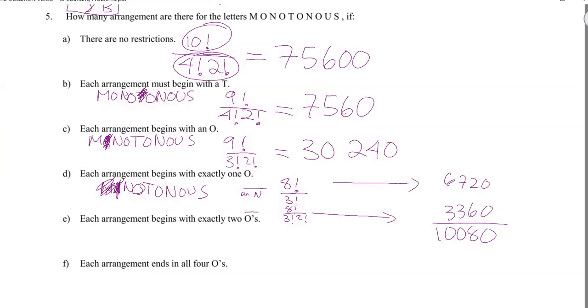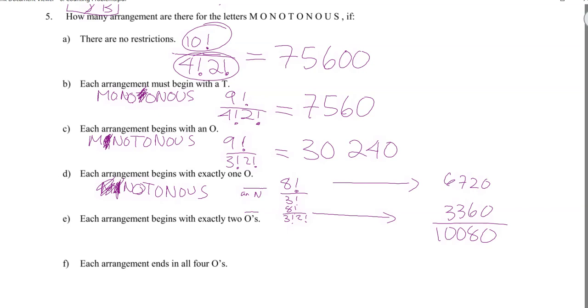Of the ones that begin with an O, it could be 1 O, or 2, or 3, or 4 O's. It's 30,240. The ones of those that begin with exactly 1 O is 10,080.